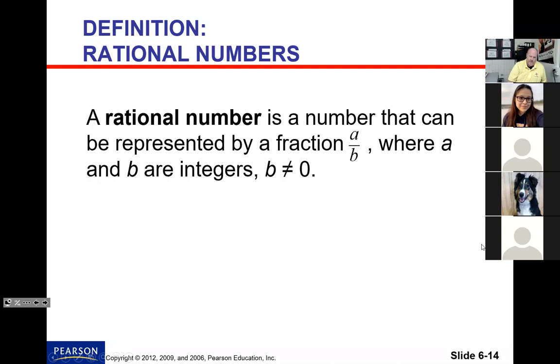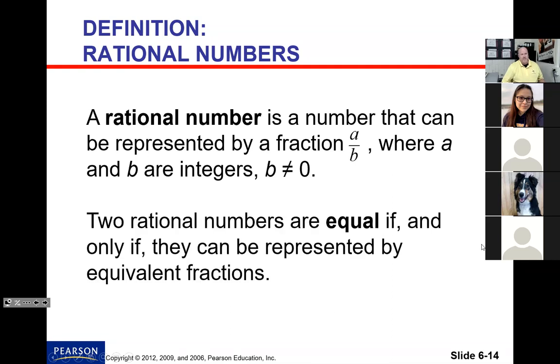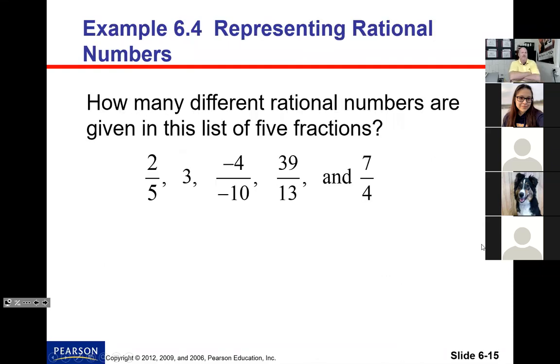Okay, so let's look at this next page. Two rationals are equal only if they're represented by equivalent fractions. So we're going to look at a whole bunch of rational numbers, and we're going to see if they're equivalent. Okay, here we go. Here is a list of rational numbers. We got 2/5. Perfect. It's expressed as a fraction.